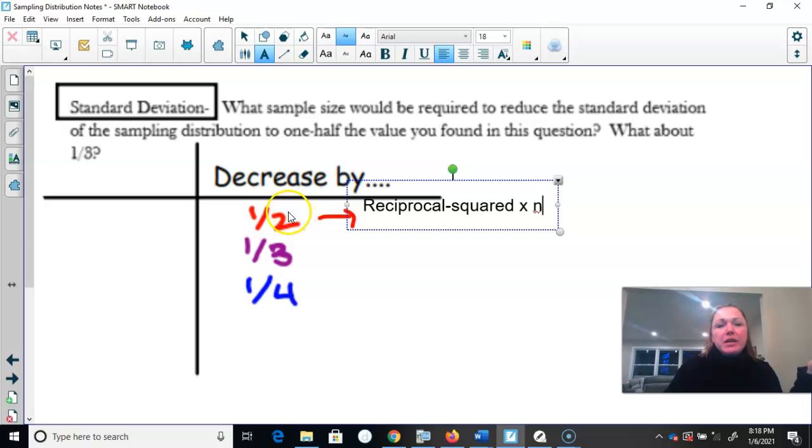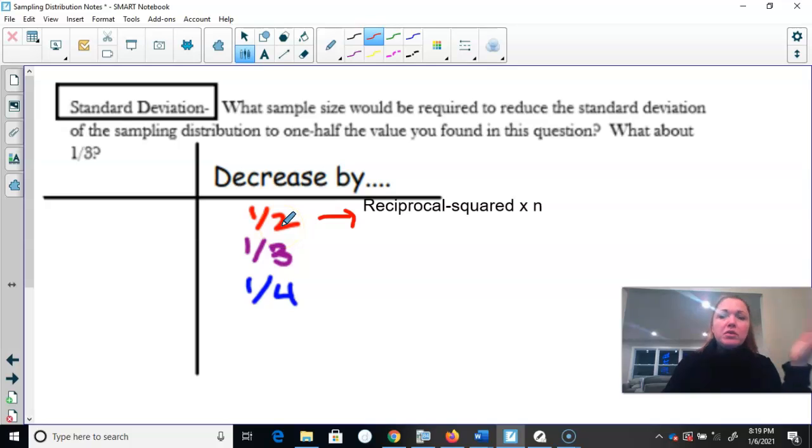So anytime you want to decrease the standard deviation by 1/2 of the value, you take the reciprocal, that's 2, squared is 4, times n, whatever that n is. If you want to decrease it by 1/3, take the reciprocal, that's 3, 3 squared is 9 times n. Oftentimes, this is just like a part B or part C on a free response question. If you want to decrease it by 1/4 of the value found in a question, take the reciprocal, that's 4, squared, 16 times n.